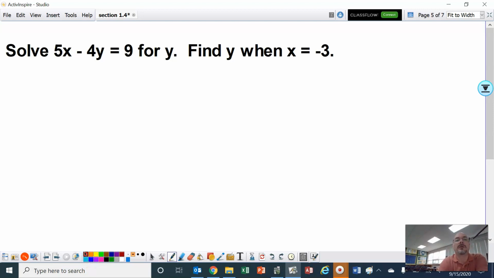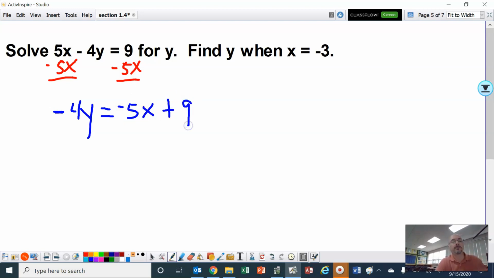So first thing I want to do is I want to get rid of the 5x, right? Because I want to get y by itself. So I'm going to subtract 5x from both sides. Now there's a minus in front of that 4y, folks. So now I still have that there. It didn't go anywhere. So negative 4y equals, again, I'm going to put it in mx plus b form. So I'm going to put the negative 5x next, plus the 9. Okay, now I'm going to divide everything by negative 4.